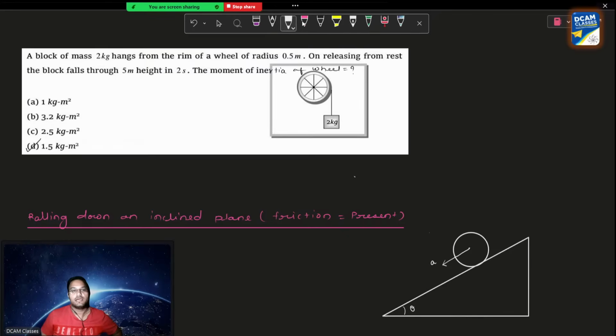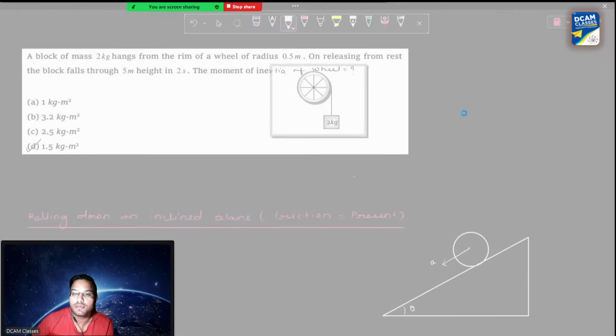It's the same question, no? See, on releasing from rest, the block falls through 5-meter height in 2 seconds. That means indirectly they have given you the acceleration. Actually, this notebook is failing.